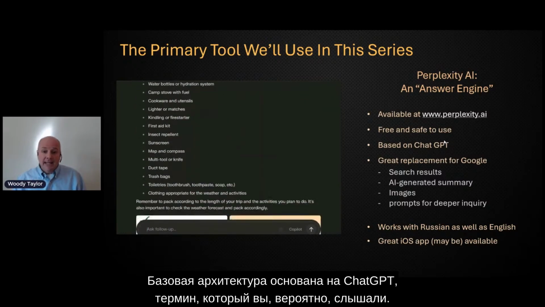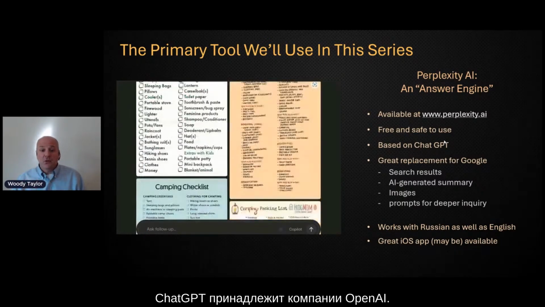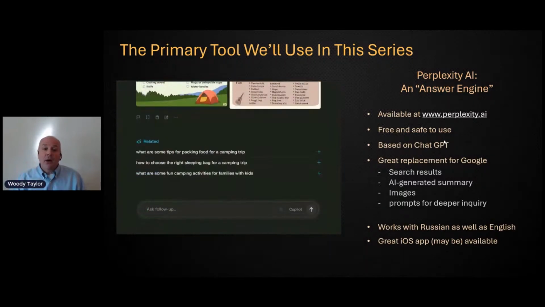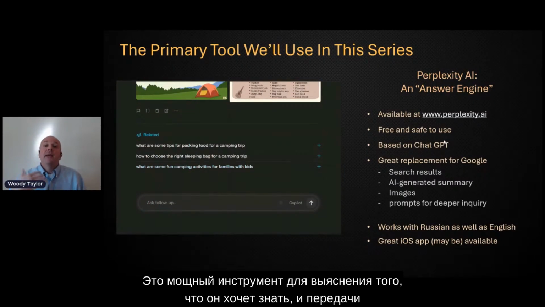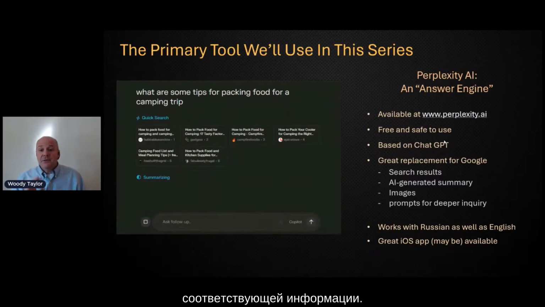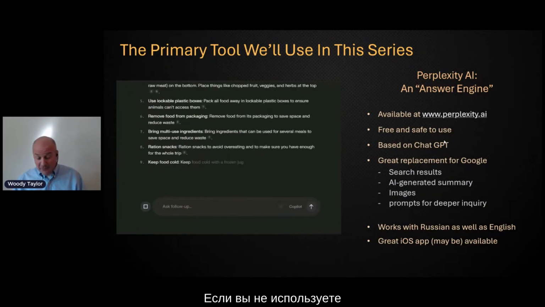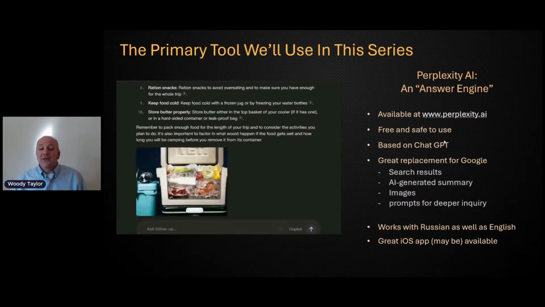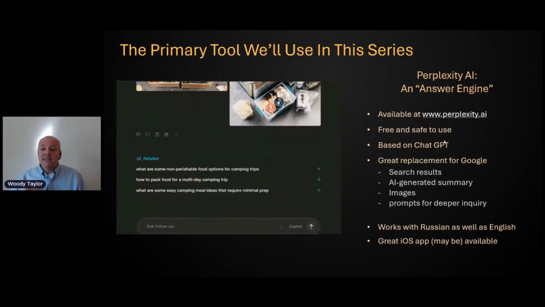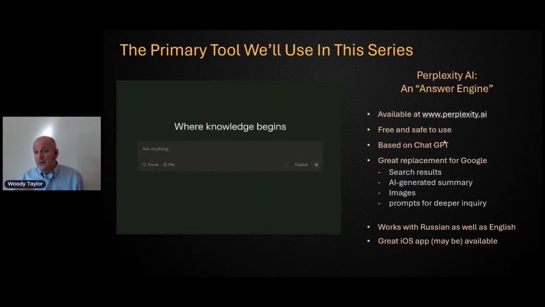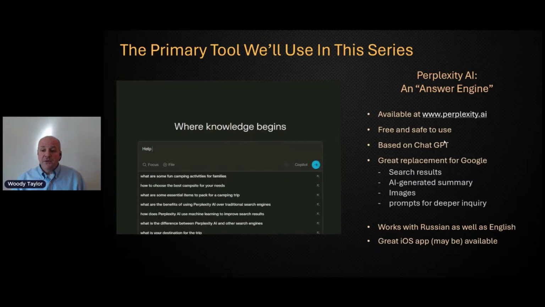They released it last November, and it's just a really strong tool at figuring out what somebody wants to know and relating the appropriate information back. Now, Perplexity is a really great tool, okay? If you're not using it yet, and I wouldn't blame you if you weren't, what I would recommend is that you stop using Google or another search engine and try to use Perplexity.